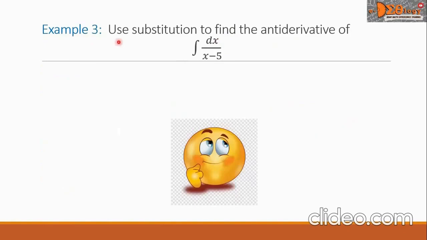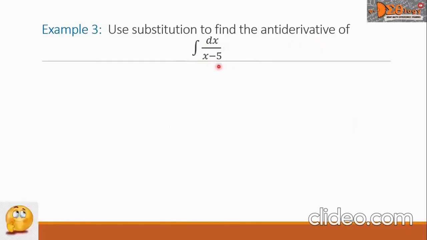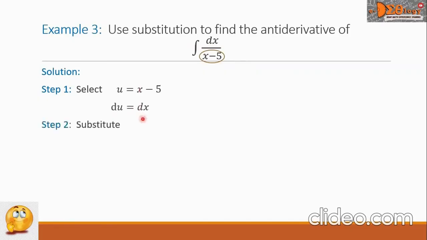Example 3. Use substitution to find the antiderivative of the integral dx over x minus 5. Step 1, let us select u, and this time we're going to select the denominator x minus 5. And then let us take the derivative of this equation. So du equals dx.